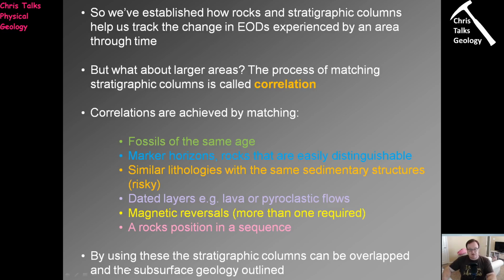The final option to try and link up rock is we can put together rocks based on their position in a sequence. So if I have a sequence of rocks that goes mudstone, sandstone, mudstone, limestone at location A, and I then go to location B and I have mudstone, sandstone, mudstone, limestone, well, I can say, right, that's the same sequence of rocks, therefore they are probably going to correlate. Once again, risky, but you can use it if you want to.